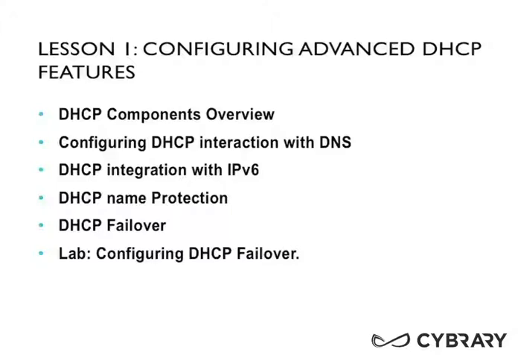We're going to look at DHCP name protection: how you don't allow names to be overwritten. You're protecting that name. For example, you have a DHCP name that's registered in DNS, but then you have another DNS that's not Microsoft DNS that can override that name. You want to prevent that by using DHCP name protection. Then we're going to look at DHCP failover.